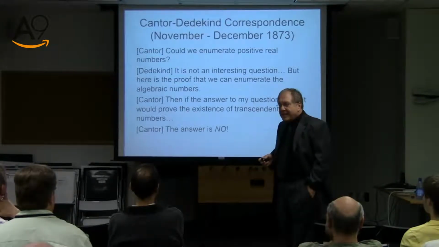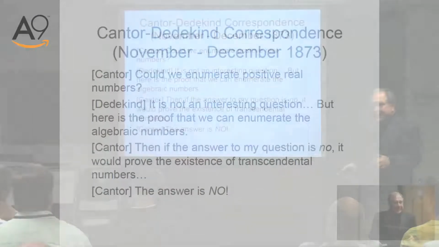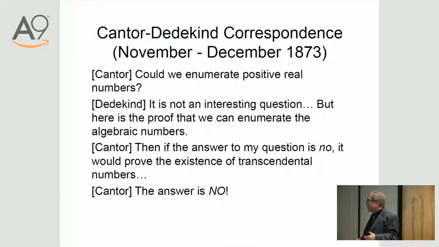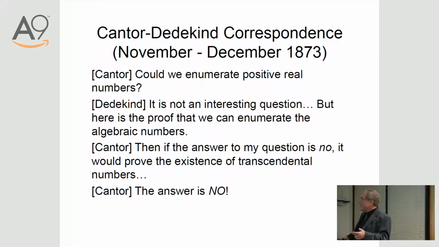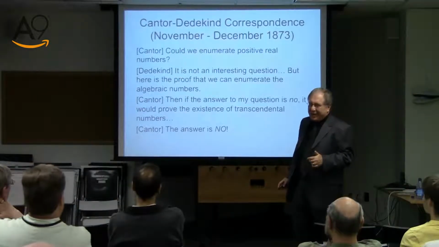Eventually, he meets Dedekind, and they become friends. Dedekind is older, and Dedekind always helps young scientists. And this is my summarization of letters between Cantor and Dedekind. So first Cantor writes to Dedekind in a long letter, but in summary: Could we enumerate positive real numbers? Dedekind: that's an idiotic question. Nobody cares. But, by the way, this is very interesting. He says, nobody cares about things like that.